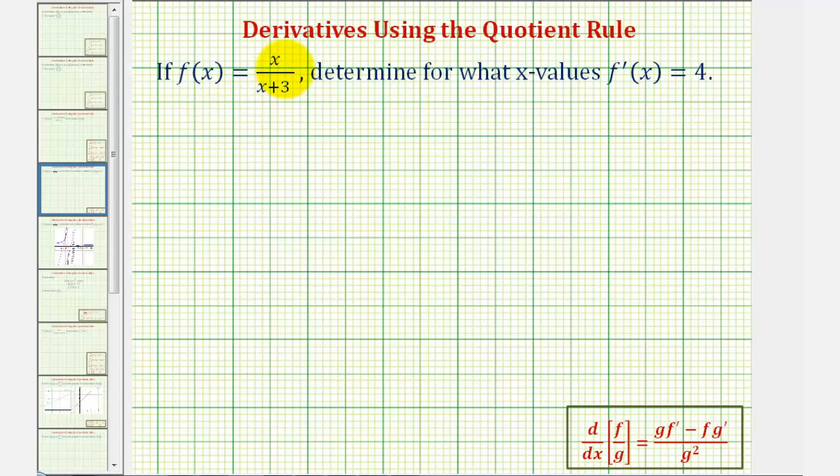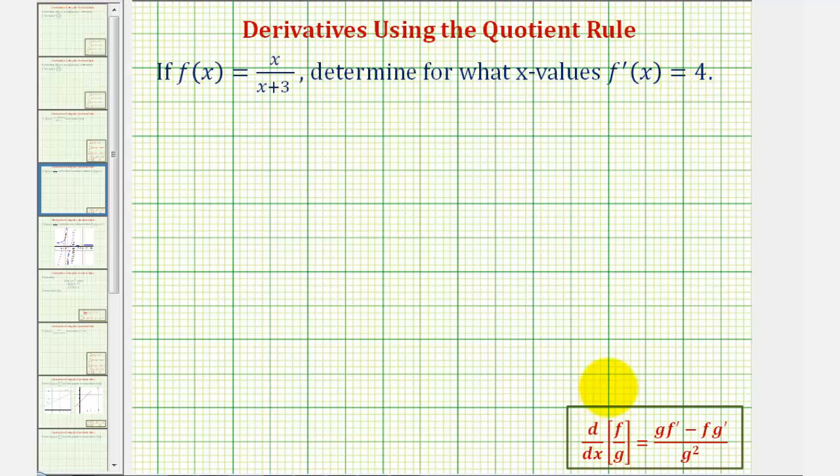If f of x equals x divided by the quantity x plus 3, determine for what x values f prime of x equals 4. So by determining for what x values f prime of x equals 4, we'll be determining where on the function the slope of the tangent lines would be 4. And since f is a quotient, we'll have to apply the quotient rule to first find the derivative function. Then once we find the derivative function, we can set it equal to 4 and solve for x.